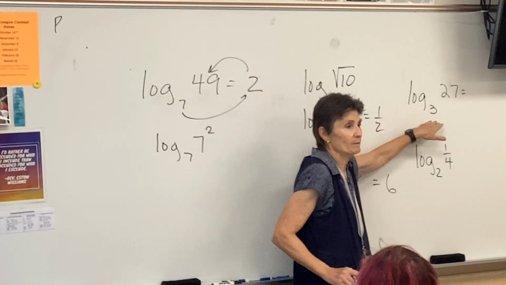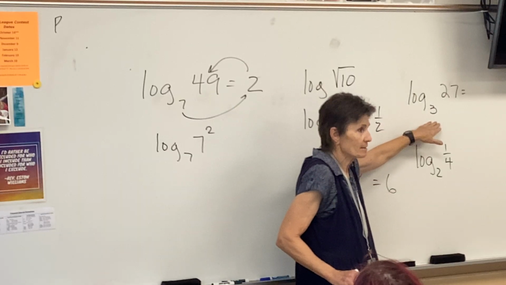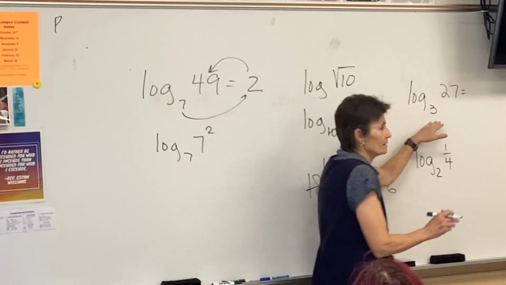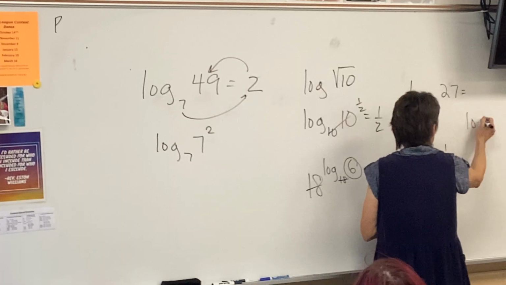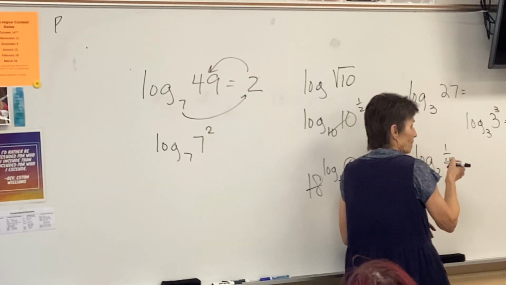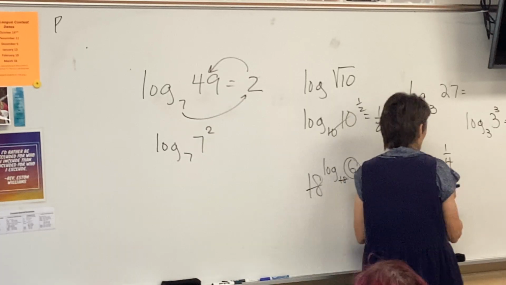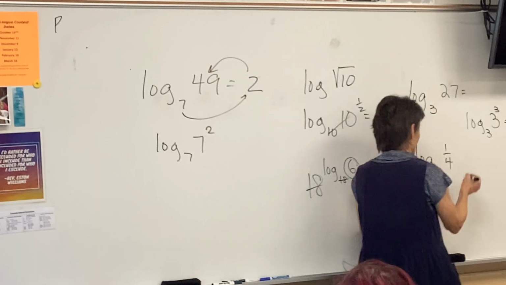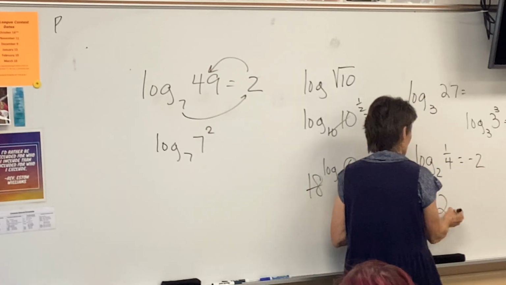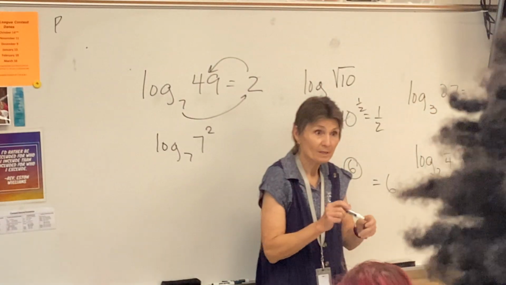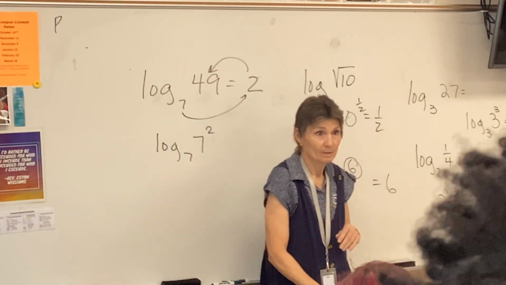What did you get for this one? 3. Yeah, this is 3 cubed. So the answer is 3, right? What did you get for this one? Negative 2. 2 to what power is 1/4? It's 1 over 2 squared. 1 over means negative, yeah.